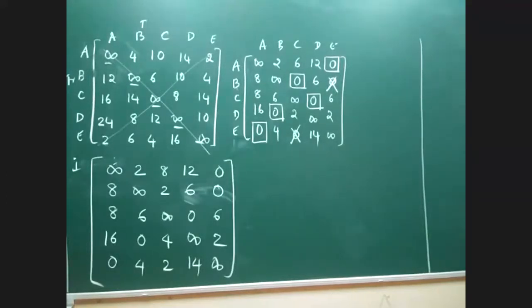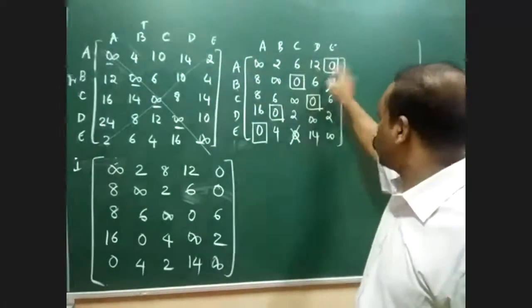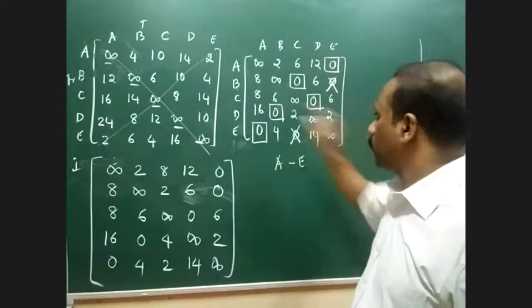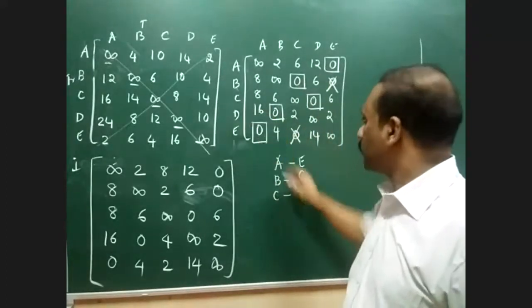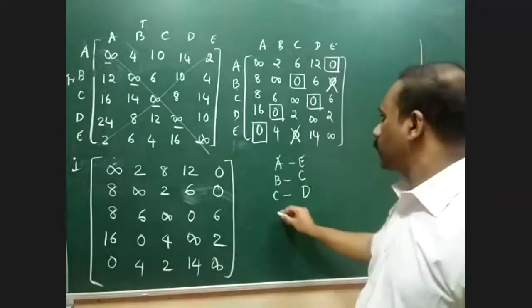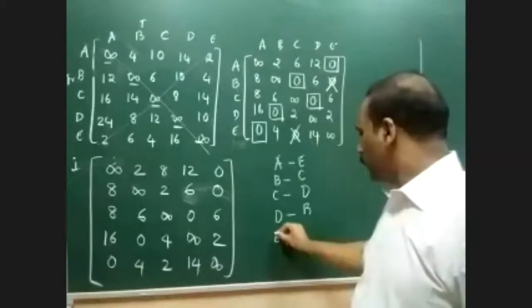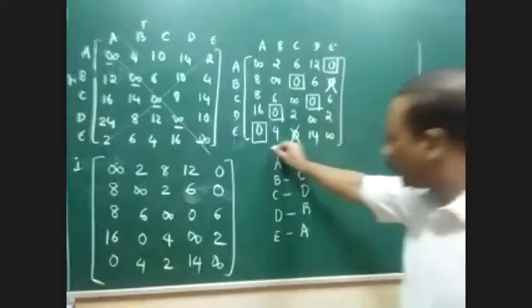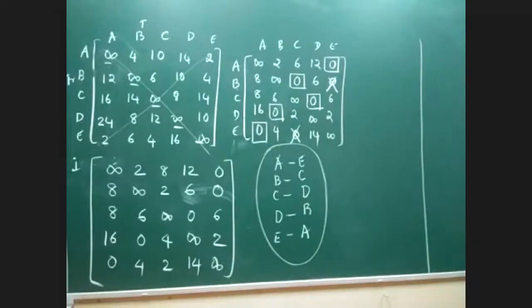First, let me write down the values here. After that, I'll explain what to be done. Let's look at the board. Let's write down the allocation. A is allocated to E. Then B is allocated to C. Then C is allocated to D. And D is allocated to D. And finally, E is allocated to A. So this is the possible route that this question is giving to you. Now, I am supposed to verify whether this route is satisfying the traveling salesman condition or not.